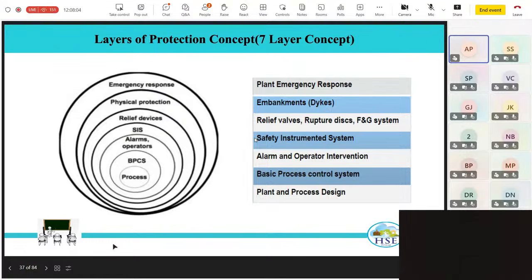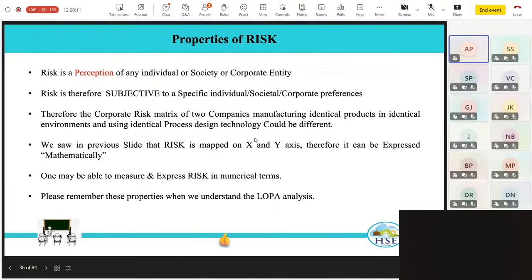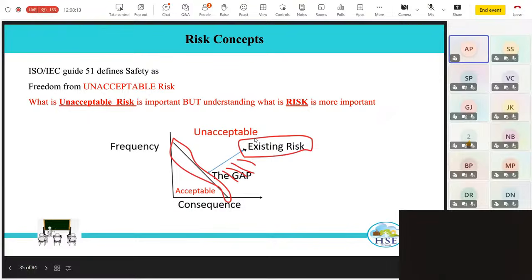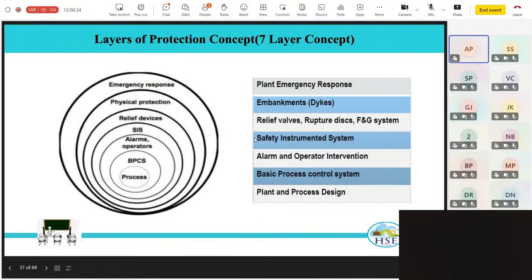Now, these are the layers of protection. Two slides back, we showed you that the existing risk is beyond our acceptable risk, and then we put various barriers. As you can see here, these are the various barriers. These barriers are typical layers of protection, which we are now going to explain. By putting in these barriers, we are reducing the existing risk and bringing it to our acceptable domain.